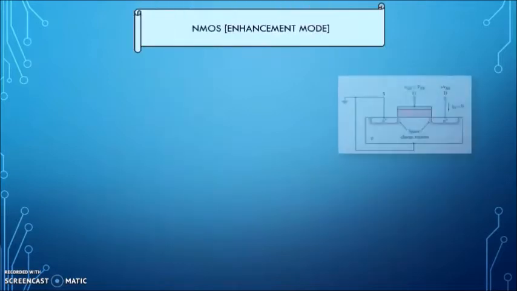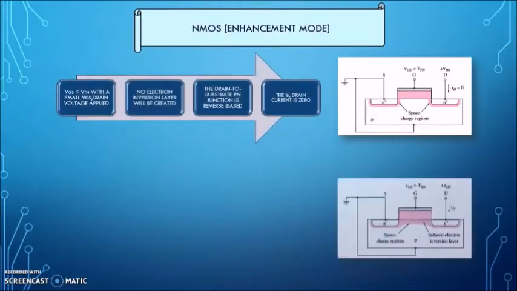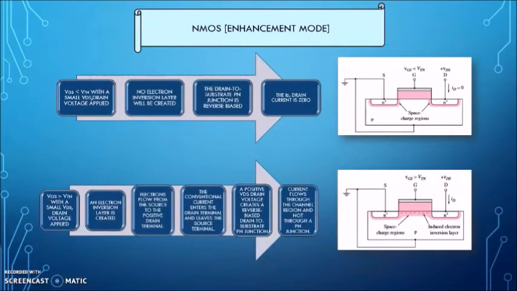We begin with the enhancement mode of NMOS. As you can see in the figure below, there are two conditions. First, when the gate-to-source voltage VGS is lower than the threshold voltage VT, and second, when VGS is greater than the threshold voltage VTN. For the first condition, with a small VDS applied, no electron inversion layer will be created. The drain-to-substrate PN junction is reverse biased, thus the drain current ID is 0.